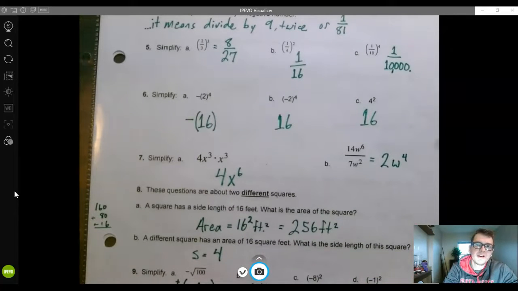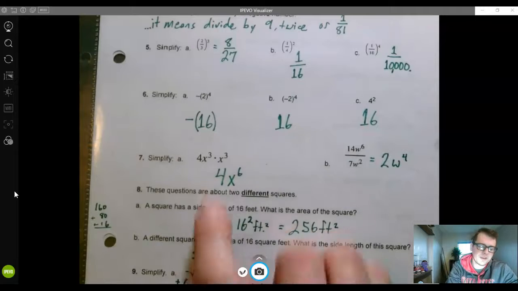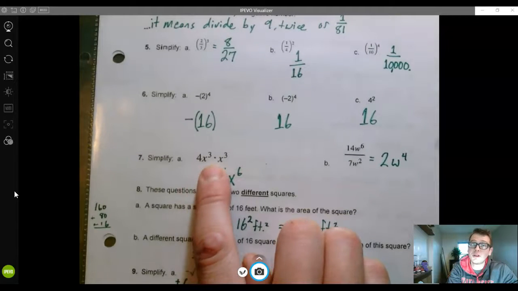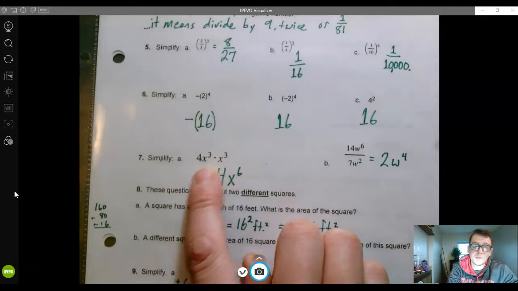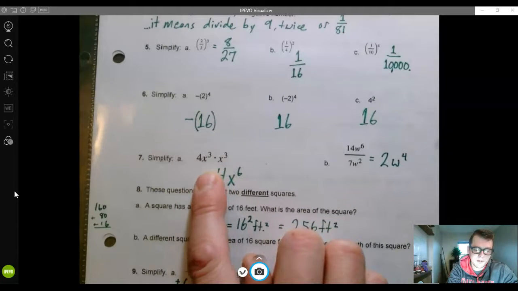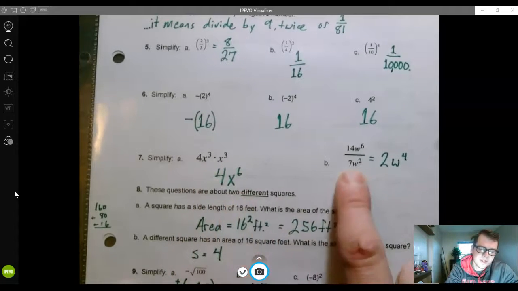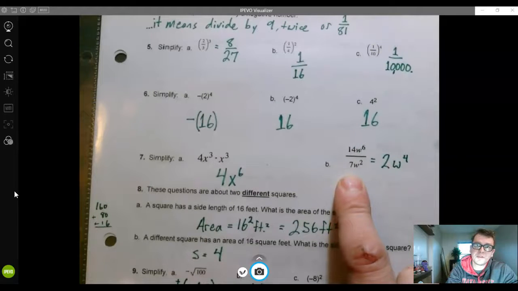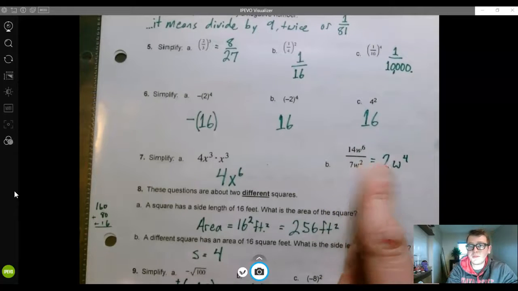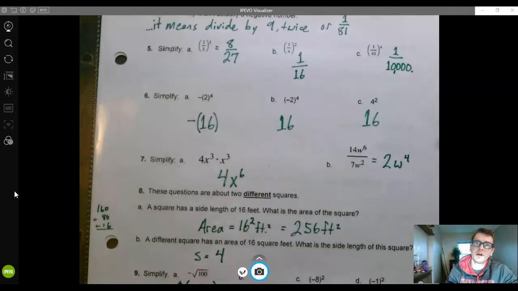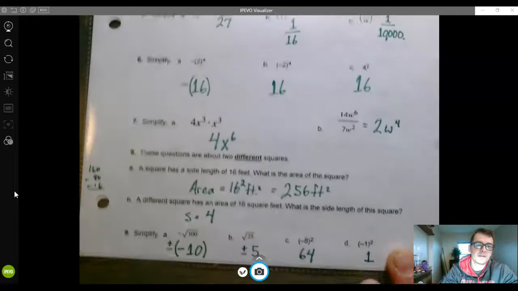For 7 and 8, some people got caught up with thinking that there's a 1 here that we add with the 4. There is a 1 in front of the x to the 3rd, but that just multiplies, right? So 4 times 1 is 4. X to the 3rd times x to the 3rd is x to the 6th. Same thing over here with 14 and 7. We divide the 14 and the 7. Then we divide the w to the 6th and the w squared. And that's going to give us 2w to the 4th.